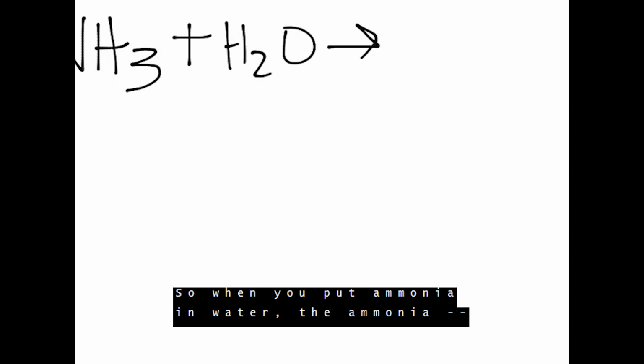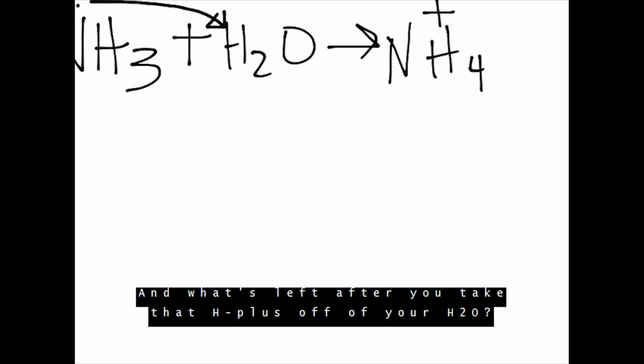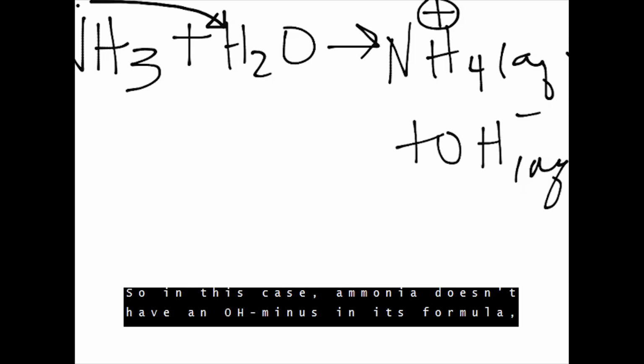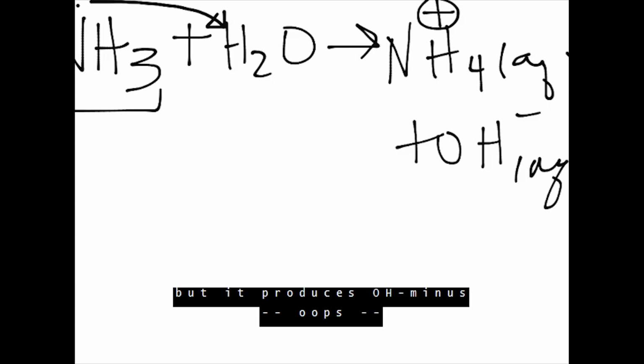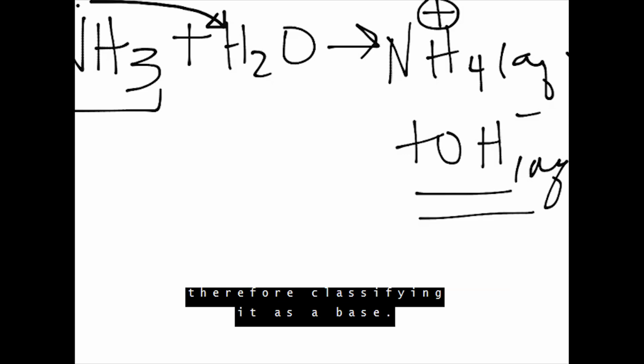So when you put ammonia in water, the ammonia, or specifically the lone pair of electrons on the nitrogen, will accept an H+ from the water molecule to make ammonium, NH4+. And what's left after you take that H+ off of your H2O? Hydroxide. So in this case, ammonia doesn't have an OH- in its formula, but it produces OH- when you dissolve it in water, therefore classifying it as a base.